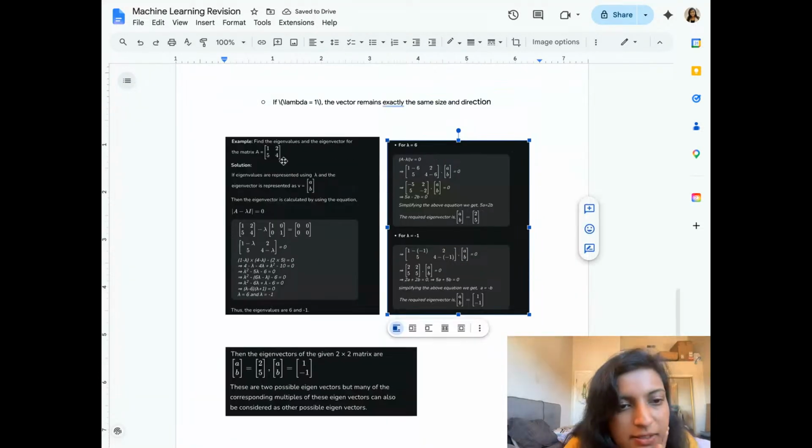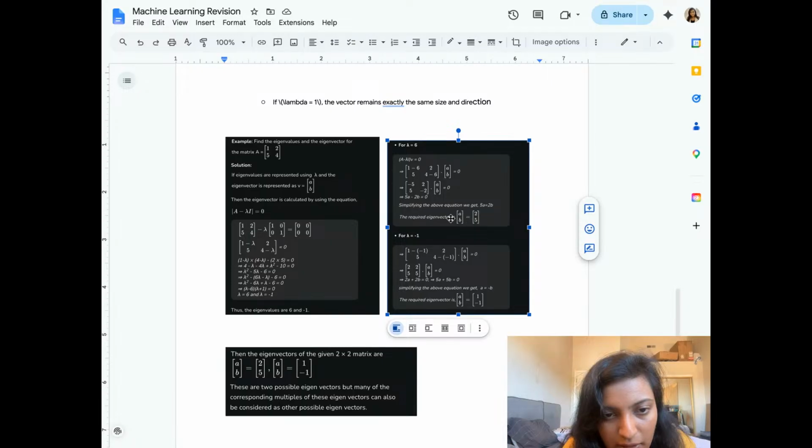So let's find the eigenvalues and eigenvectors for this matrix. If eigenvalues are represented using lambda and the eigenvector is represented by v, then the eigenvector is calculated by this equation. So here we have the matrix minus lambda times the identity matrix, which equals 0. Then we solve this, cross multiply 1 minus lambda, set it equal to 0, and then we find the eigenvalues and eigenvectors. So for a particular lambda, we then do this multiplied by v.